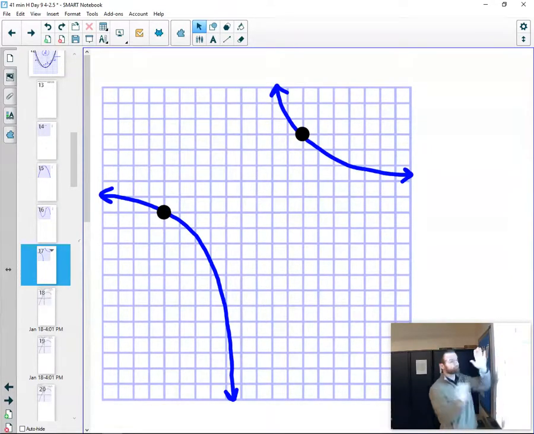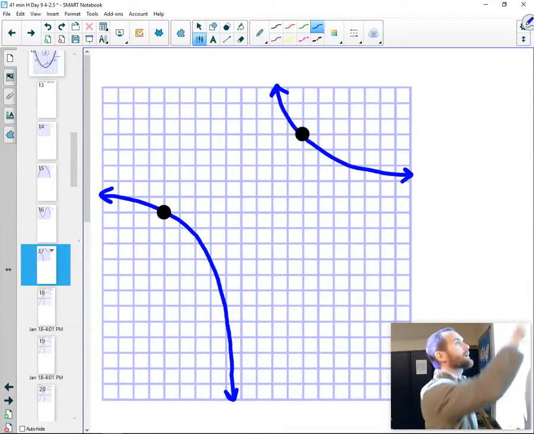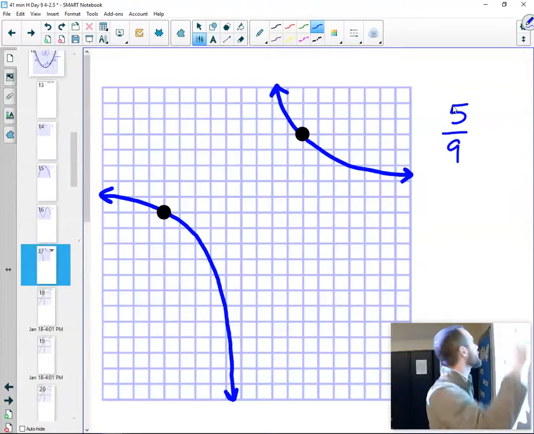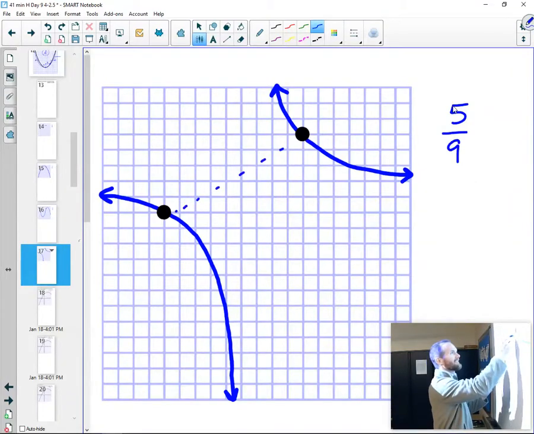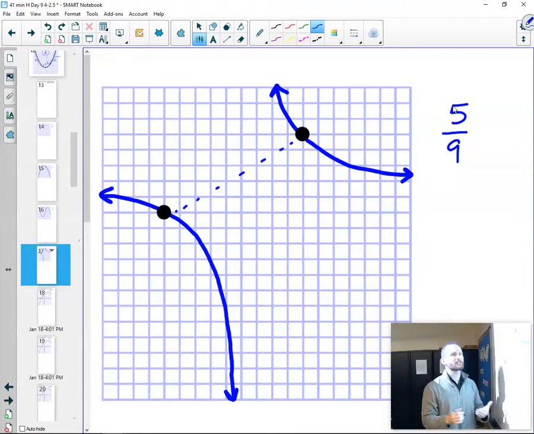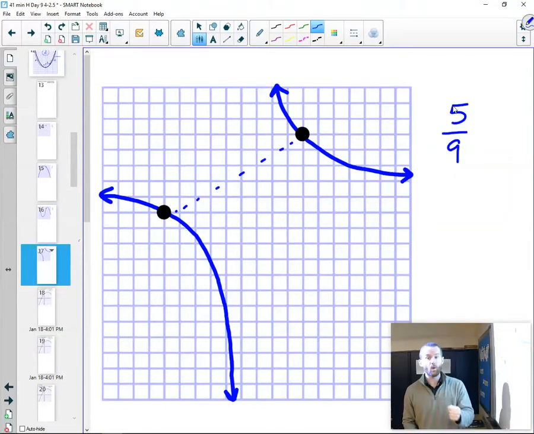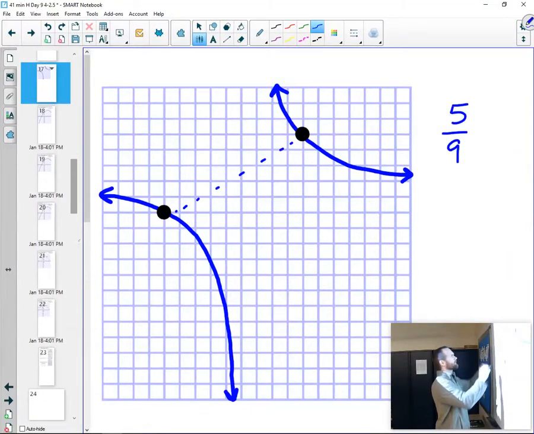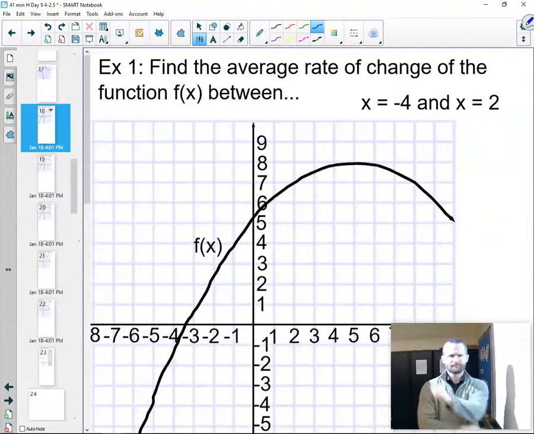Those 2 points change? Nope. So the average rate of change is 5 over 9. Even though the function is not even connecting these 2 points, we can still say the average rate of change is 5 over 9 because we don't care about the function. We only care about the 2 points, our starting point and our ending point. All right, let's take a look at some examples now.